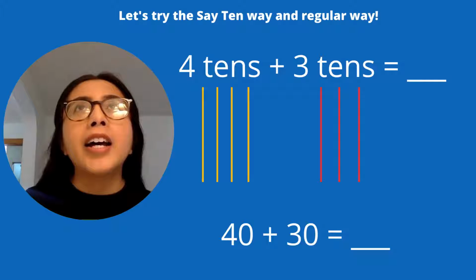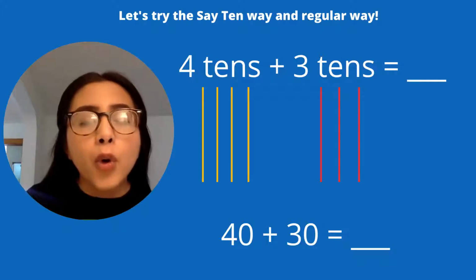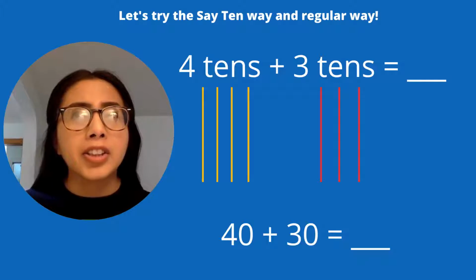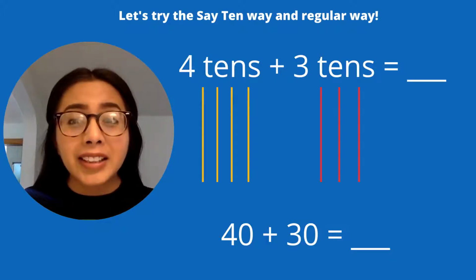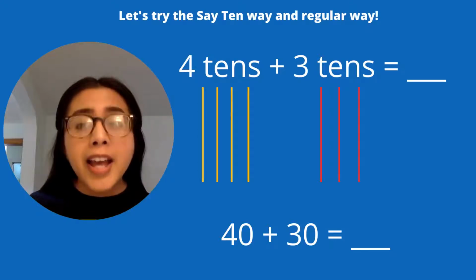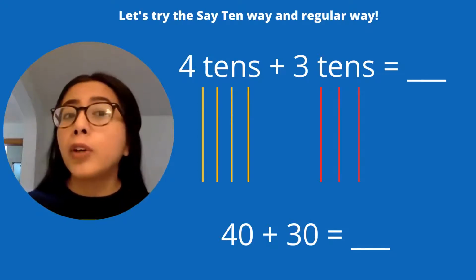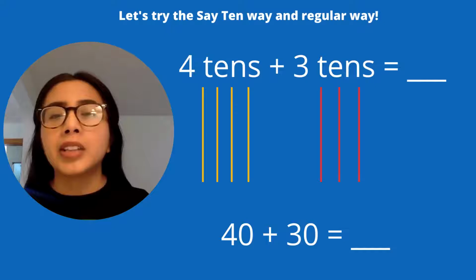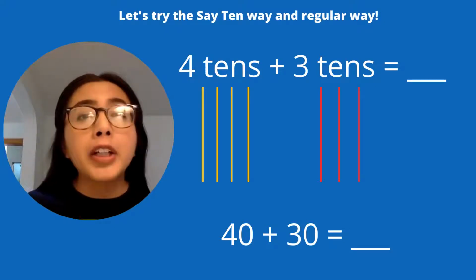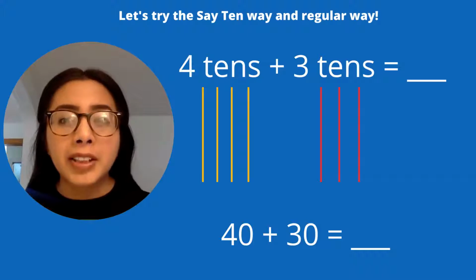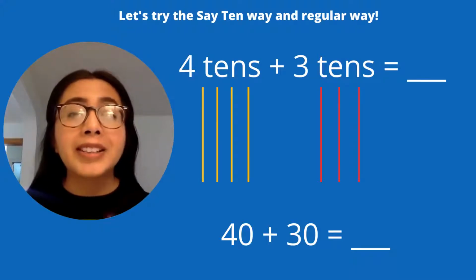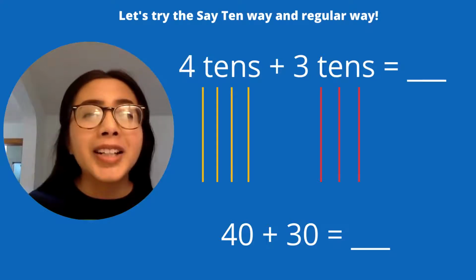So now if I think about my answer, 40 plus 30 equals, what's my answer? 70. Because if we know 4 plus 3 equals 7, then we can figure out 4 tens plus 3 tens equals 7 tens, and we can definitely figure out 40 plus 30 equals 70. In all of our problems, the 4 and 3 and 7 stayed the same, but our units changed.